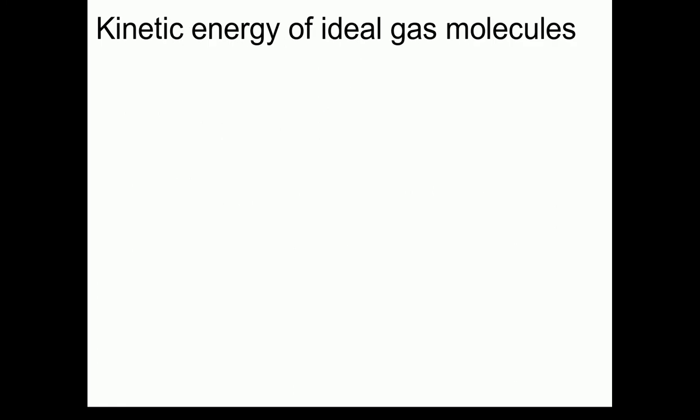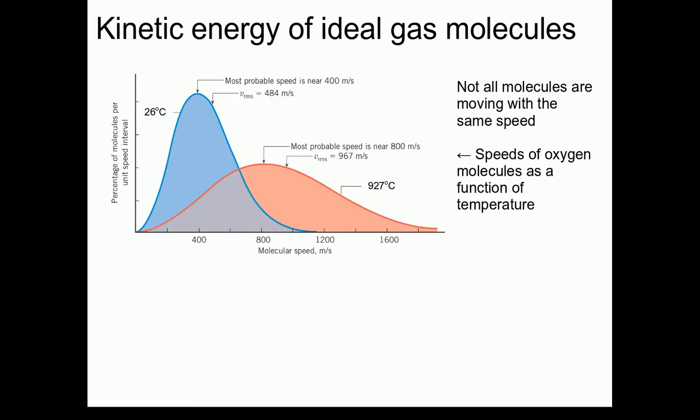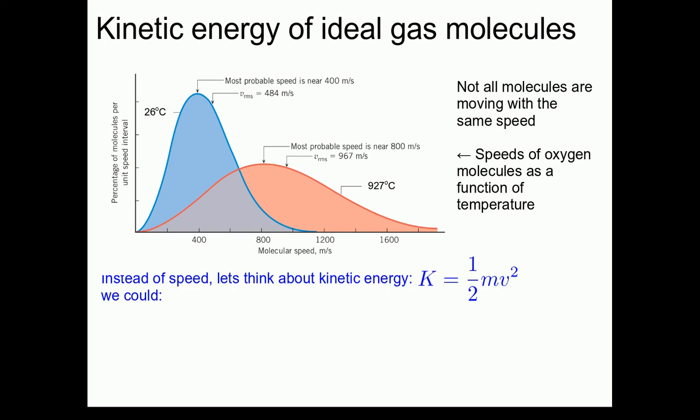So now that we understand what an ideal gas particle is, let's begin to think about their kinetic energy. Well, we know that molecules are moving, but not all the molecules in a material are moving with the same speed. Here you can see the speeds of oxygen molecules as a function of temperature. The blue shows you the distribution of speeds for oxygen molecules at 26 degrees Celsius, and the red shows you the speed of oxygen molecules at 927 degrees Celsius.